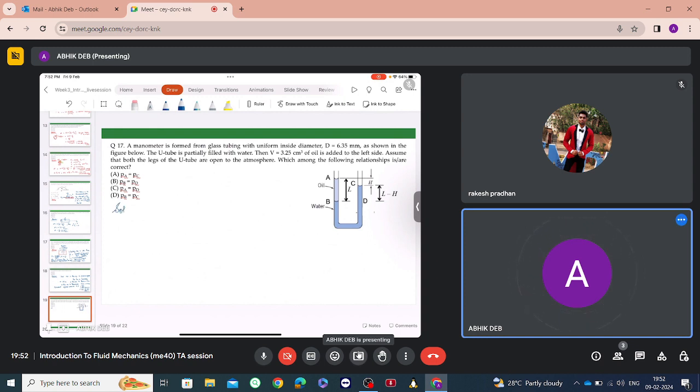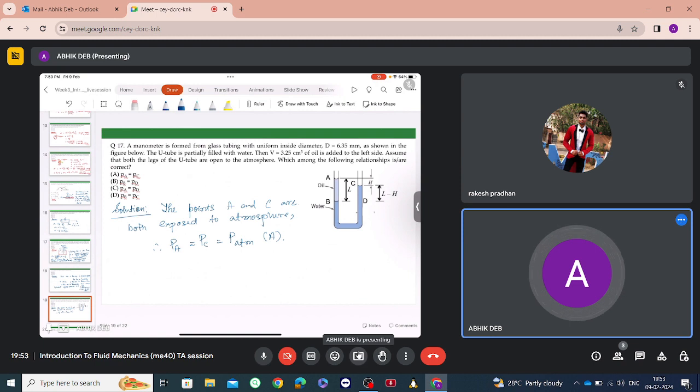So A, C, B, and A and C. So A and C, the points A and C are both exposed to the atmosphere. So this PA is equal to PC is equal to P atmosphere. That is option number A is correct.